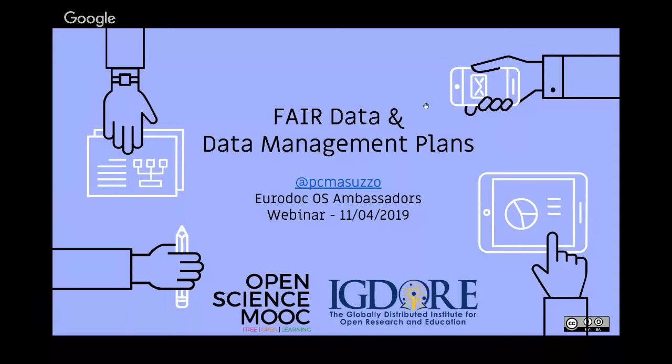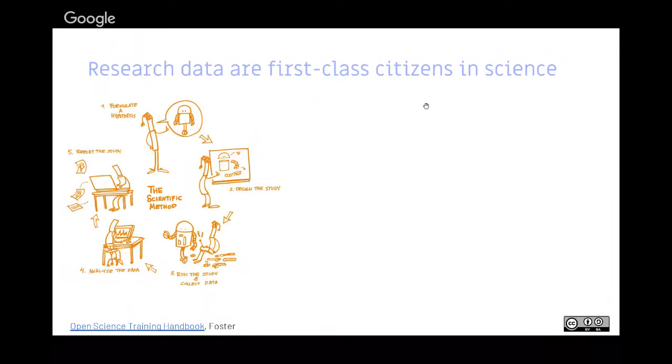So if there is one message that I hope this webinar is going to give everybody, it is that research data are first-class citizens in science. What I've shown here is a cartoon that basically highlights the scientific method that you must all know very well, where you go from formulating a hypothesis and then all sorts of things that you need to do in your everyday research until in the end you can report the study.